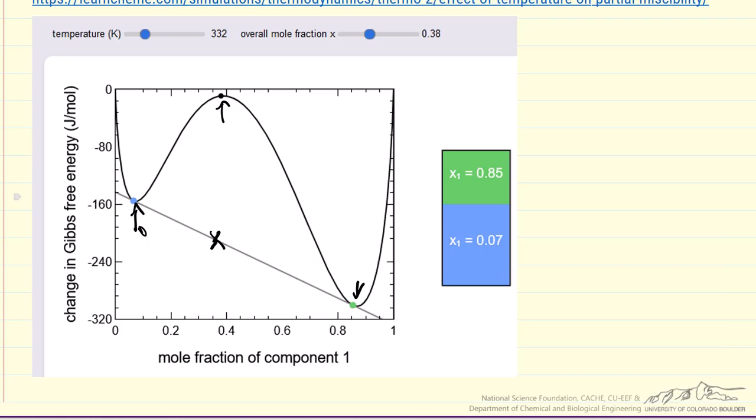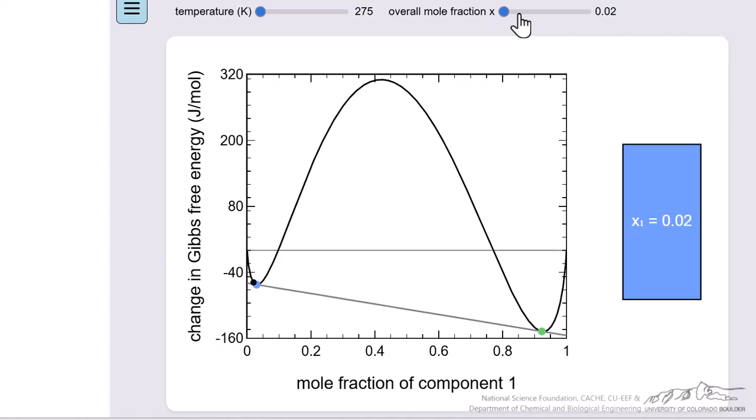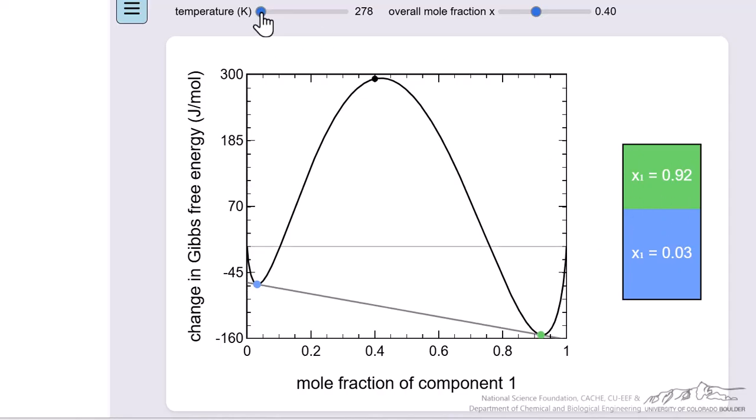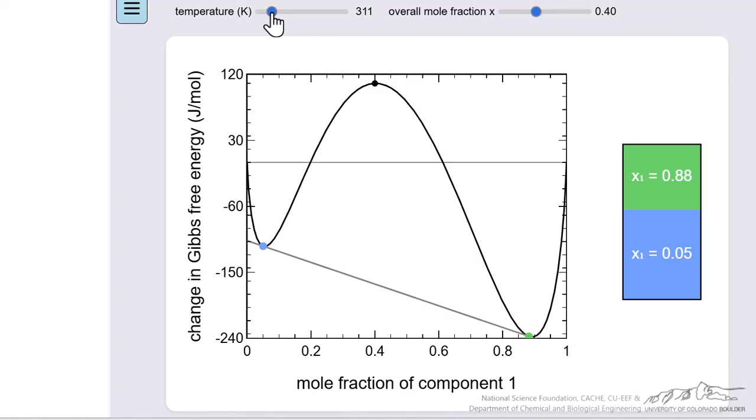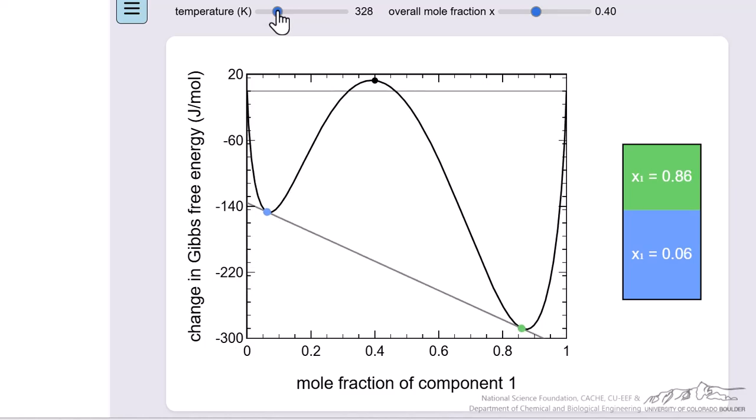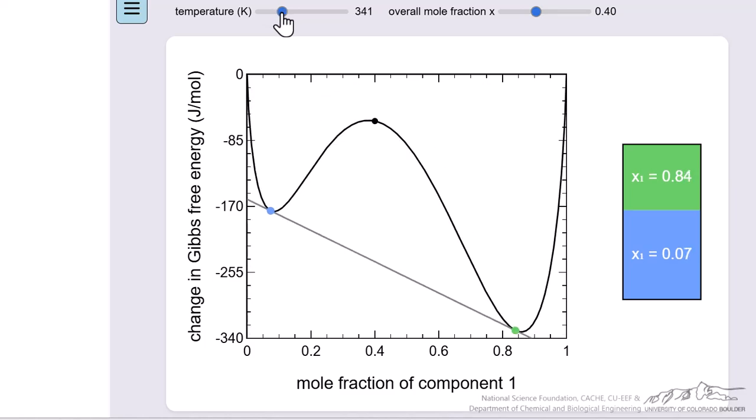Let's look at the interactive simulation and see how it behaves with temperature. So I can pick a mole fraction. That's the black dot here. And it corresponds to these two mole fractions, represented on the right by the amounts and their mole fractions. If I raise the temperature, now this plot changes. The mole fractions change, and then the relative amounts of each phase change.